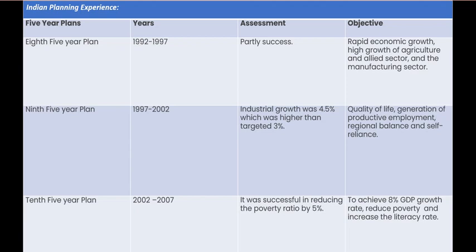Yet, industrial growth was 4.5%, which was higher than the targeted 3%. The service industry had a growth rate of 7.8%. An average annual growth rate of 6.7% was achieved.